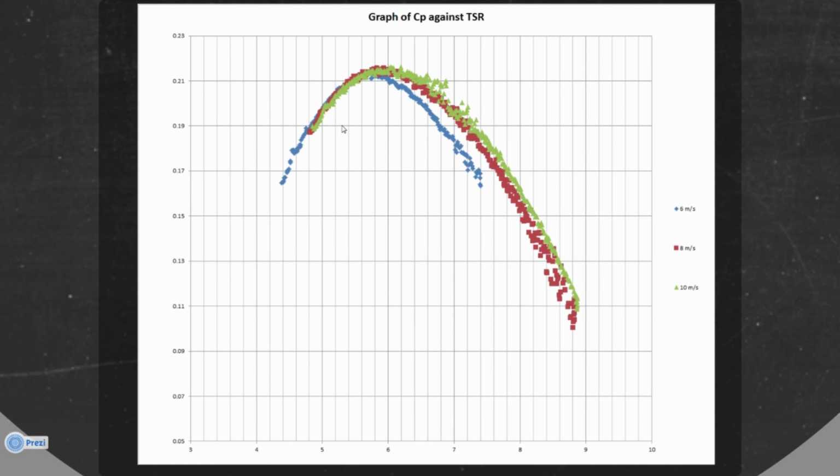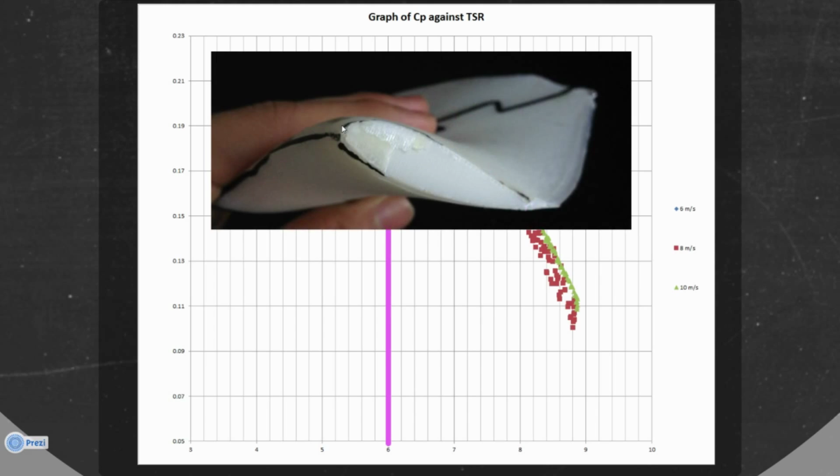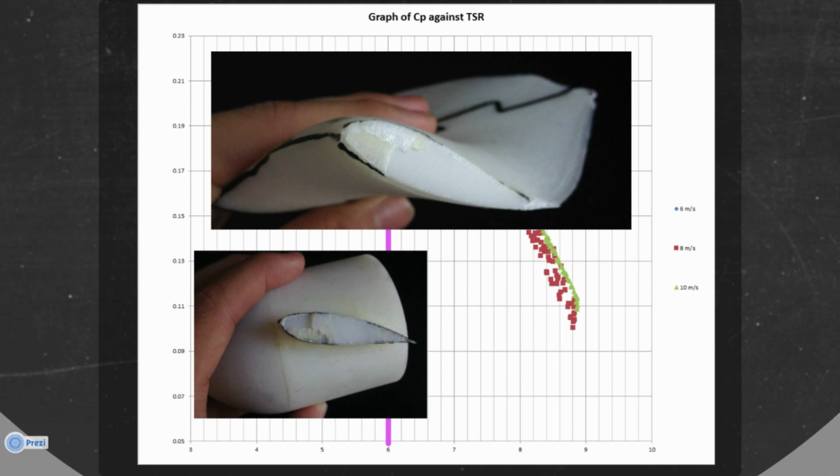wreckage. After analyzing the results, it was noted that at wind speeds of 6, 8 and 10 meters per second, the maximum CP value occurs at a TSR value of 6. This is in spite of the fact that the initial constraint of our design was at 4. Also, after careful analysis and observation of the wreckage, it is noted that the blade had broken off at the root, where the dovetail connects the casting to the blade.